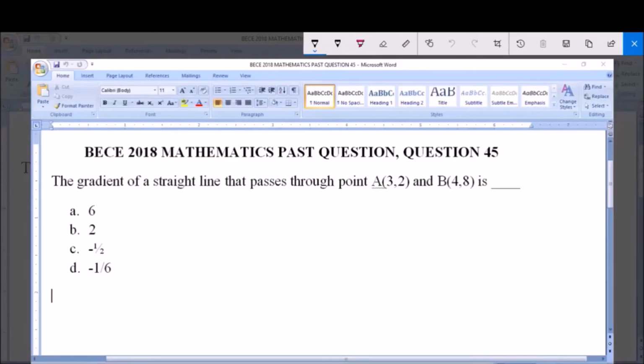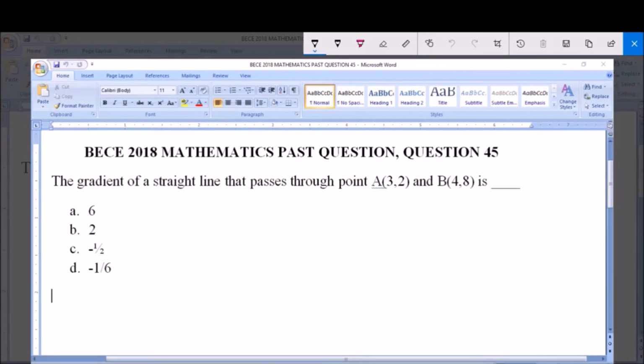Hello, good day and welcome. Today we're going to be dealing with BECE 2018 Mathematics Past Question, question 45. The gradient of a straight line that passes through points A (3, 2) and point B (4, 8) is: A, 6; B, 2; C, minus 1 over 2; and D, minus 1 over 6.